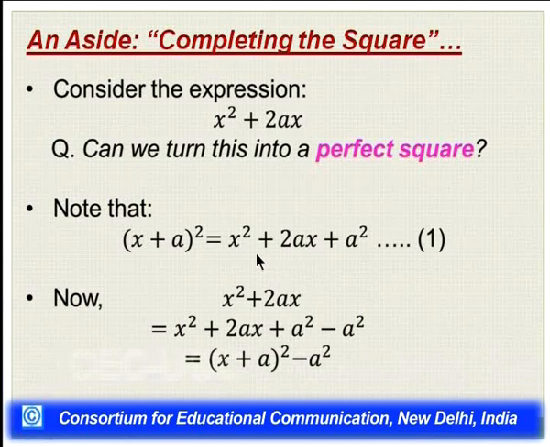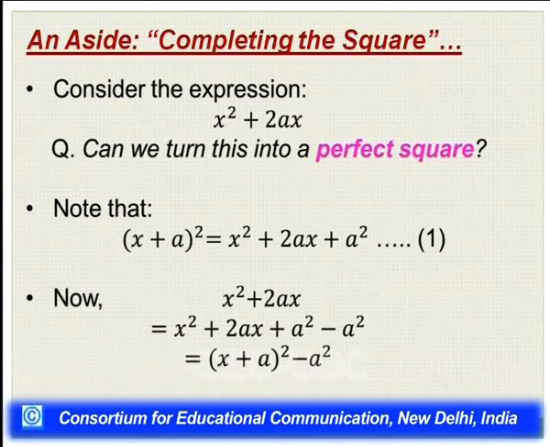Now this expression on the right, x squared plus 2ax plus a squared, is known as a complete square because I can write this as (x plus a) the whole squared. Now look at the expression in question: x squared plus 2ax. What can I do with this expression so that it mimics the right hand side expression in equation number 1? Because if I can get my x squared plus 2ax to look like that, then I can turn this into a complete square.